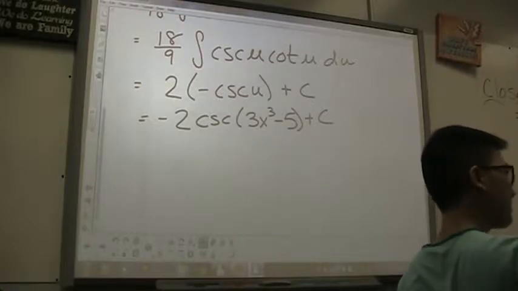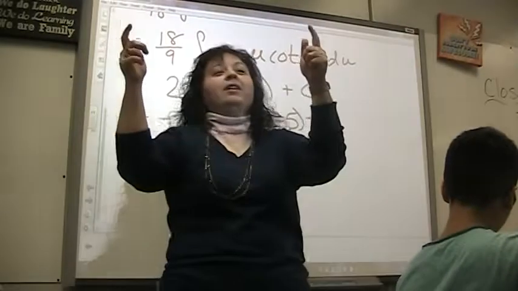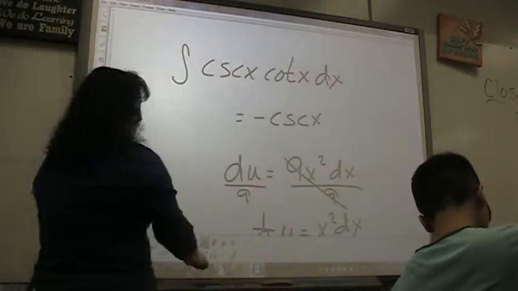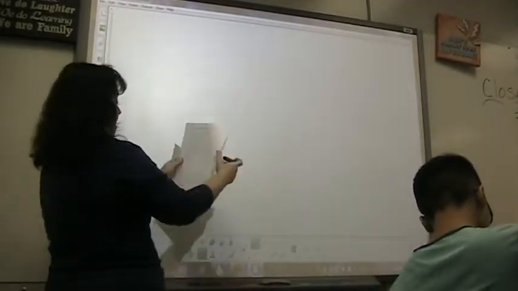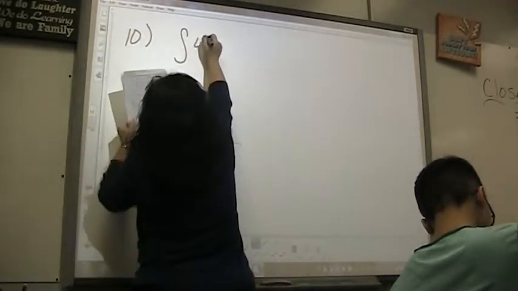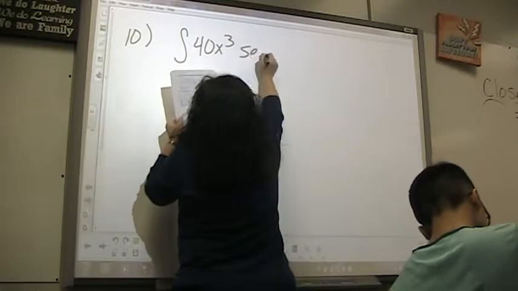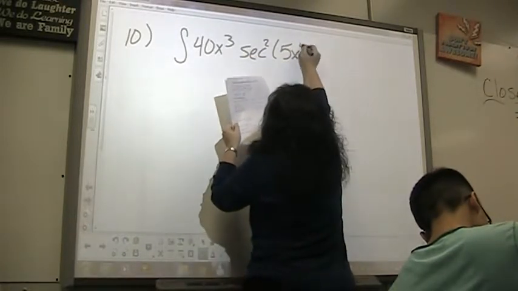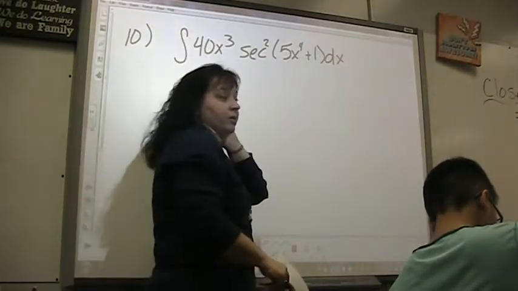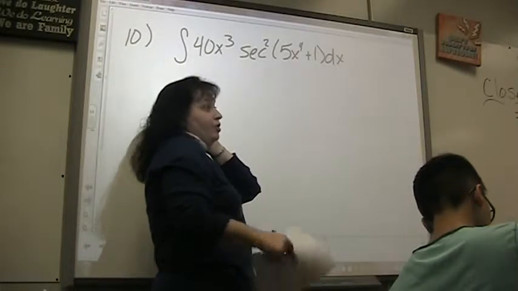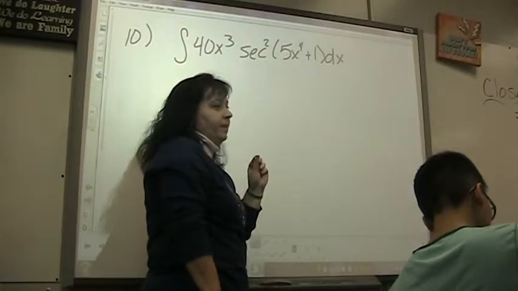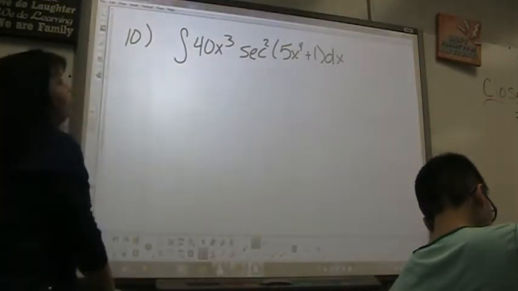Okay, questions? Guess what the next one's all about? Same thing. U-substitution. It works the exact same way: 40x cubed, secant squared of 5x to the 4th plus 1, dx. I realize the numbers differ, but you still could have handled the cosecant cotangent, and most people could not handle the cosecant cotangent. That's where we have fun. We are going to do the same thing with the constant.